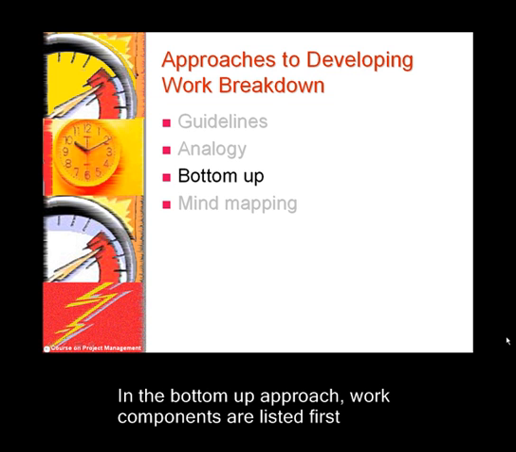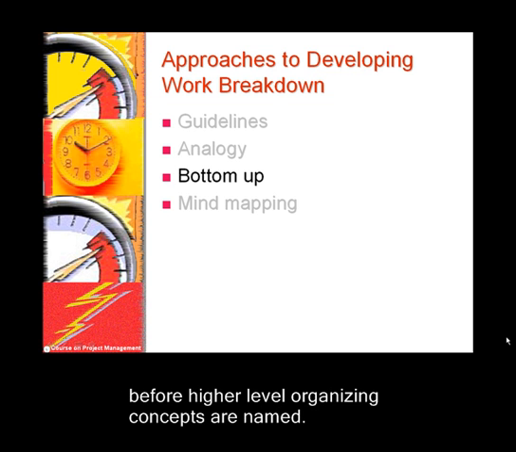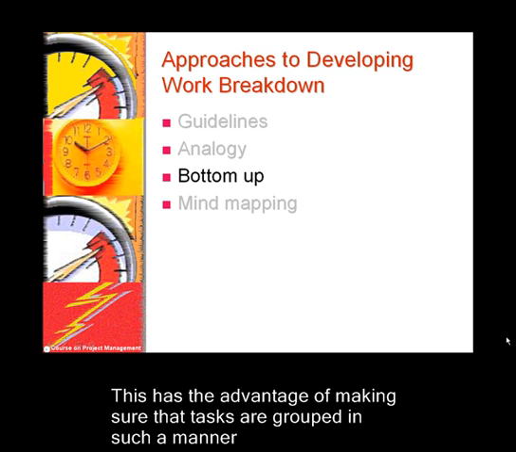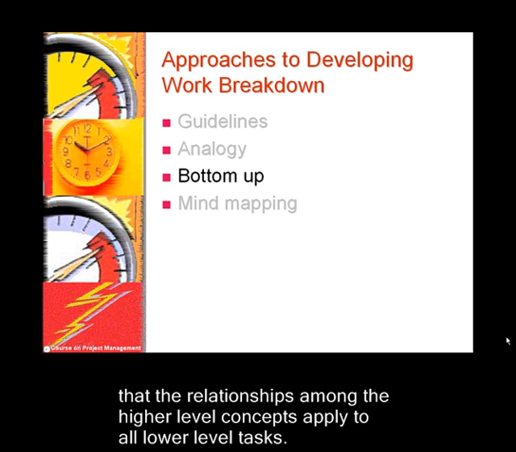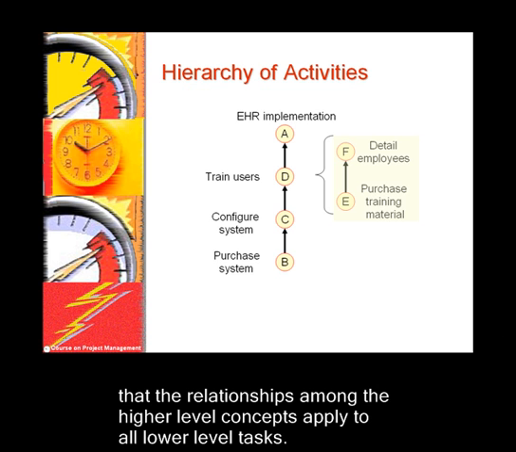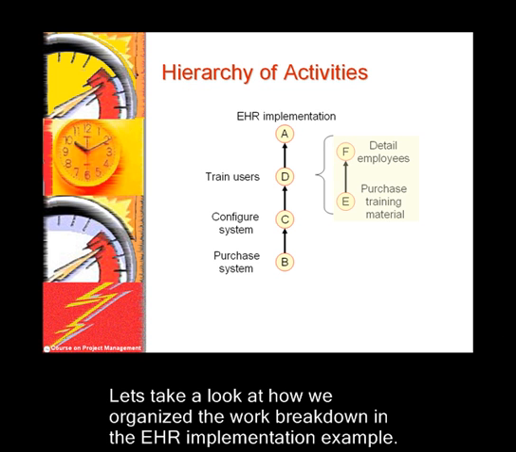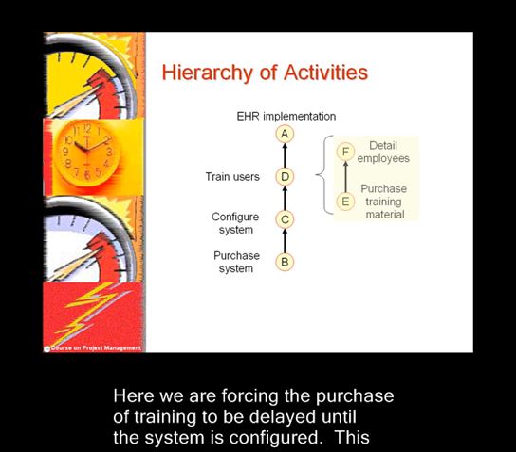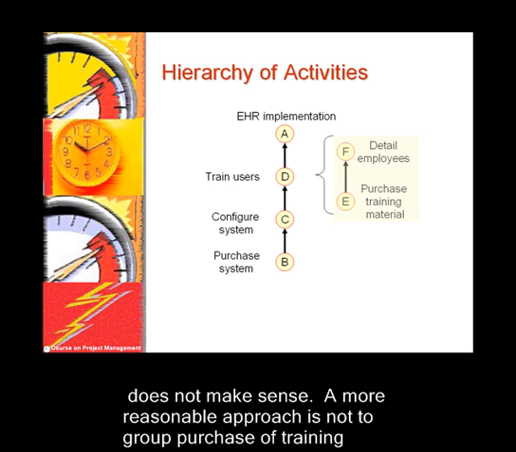In the bottom-up approach, work components are listed first before higher-level organizing concepts are named. This has the advantage of making sure that tasks are grouped in such a manner that the relationships among the higher-level concepts apply to all lower-level tasks. Let's take a look at how we organized the work breakdown in the EHR implementation example. Here we are forcing the purchase of training to be delayed until the system is configured. This does not make sense.